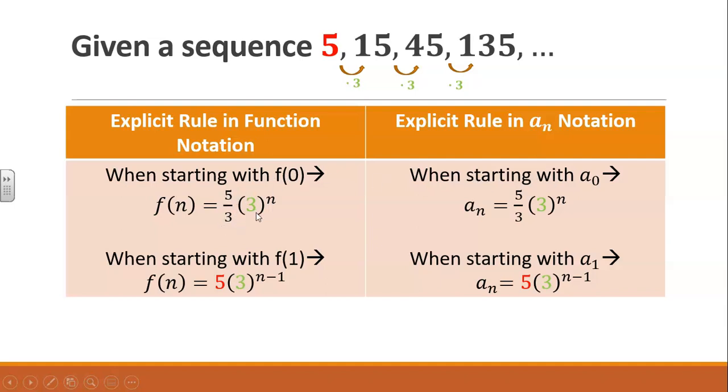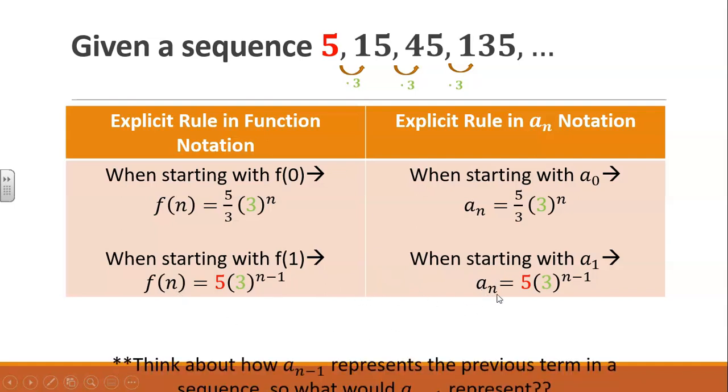Here we have the 0 term, then we have our common ratio, and then we have n, since we started with the 0 term. In subscript notation, we have a sub n equals 5/3 times 3 to the n power. Notice that the only difference is instead of having the notation f of n, we have the notation a sub n. When starting with the first term, the 5, we have the n minus 1, because it is the first term. The only difference between our function notation and our subscript notation is that instead of having f of n, we have a sub n minus 1.